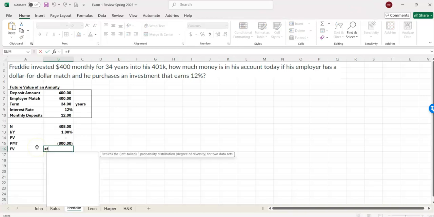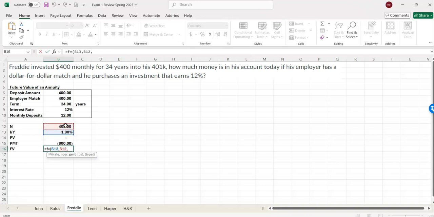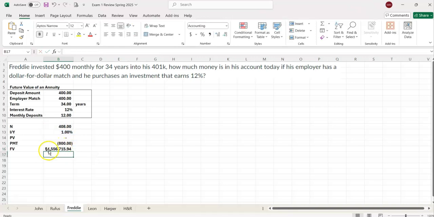So equals FV. Now rate, comma, number of periods, comma, and then payment. We could go ahead and enter the present value, but that's optional. So we can just close paren, hit enter. So $4,556,715.94 is how much you would have after depositing $800 a month for 34 years and earning 12%.